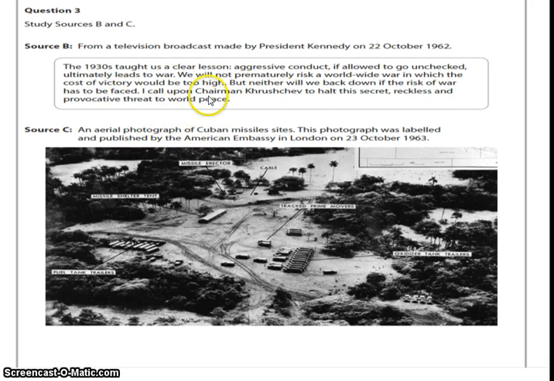So this is a broadcast by President Kennedy in the run-up to the immediacy of the Cuban Missile Crisis. Source C is an aerial photograph of the Cuban missile sites. This photograph was labelled and published by the American Embassy in London on the 23rd of October 1963.